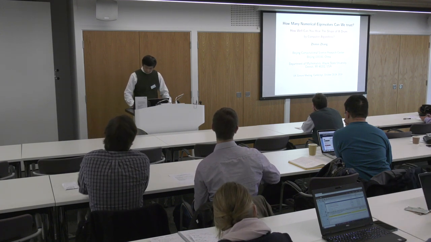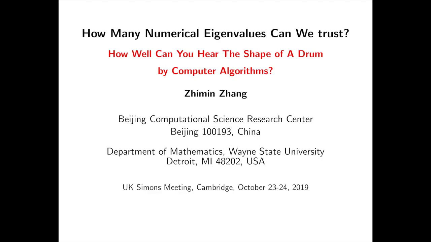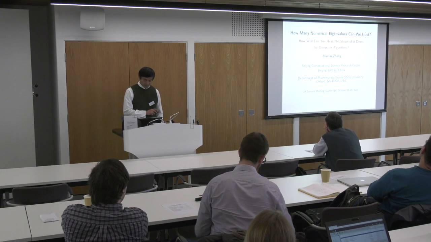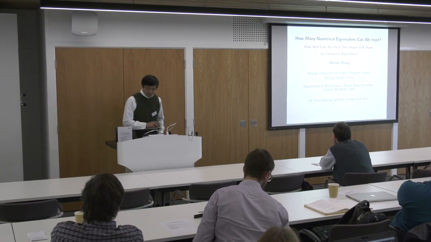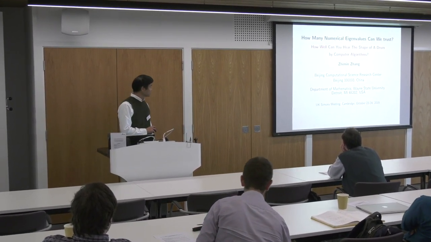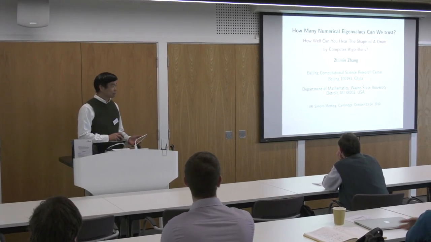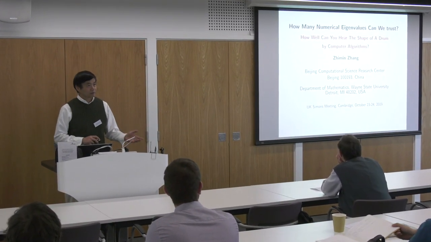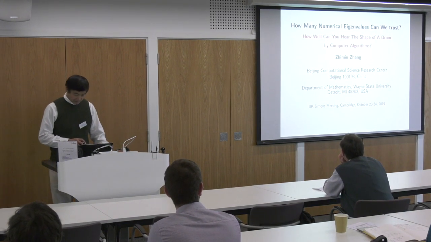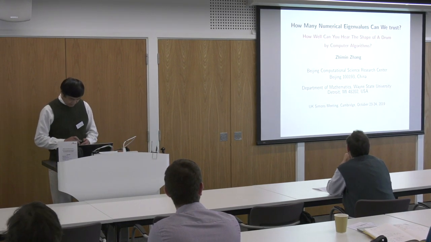Originally I gave this title: how many numerical eigenvalues, actually PDE numerical eigenvalues, can we trust? And the red one is a fancier title: how well can you hear the shape of a drum by computer algorithm? That's historically in the pure math field. They have this terminology, and here the shape of the drum actually means the eigenvalues determine the domain. So let's see.